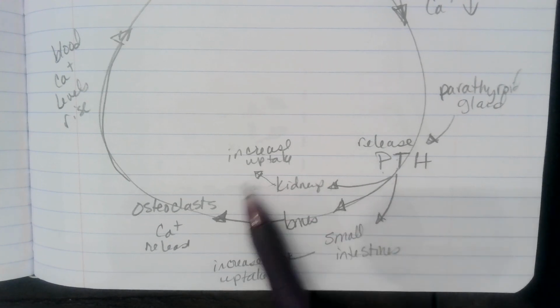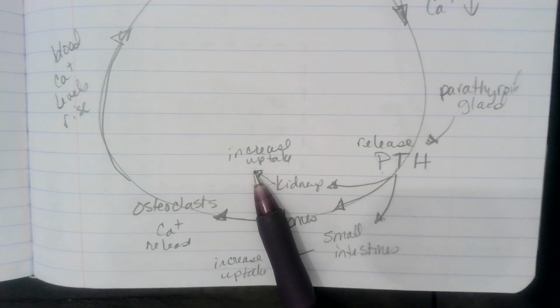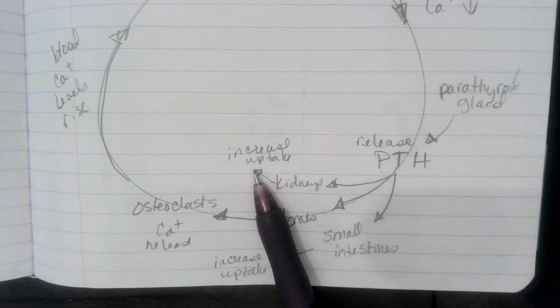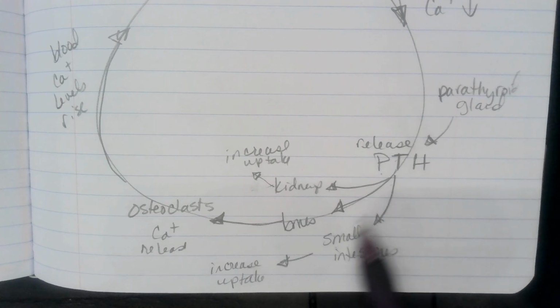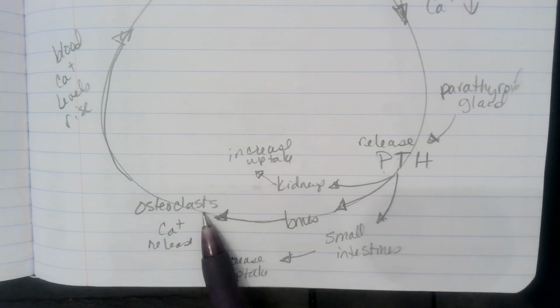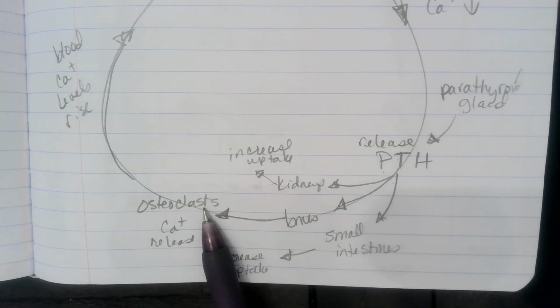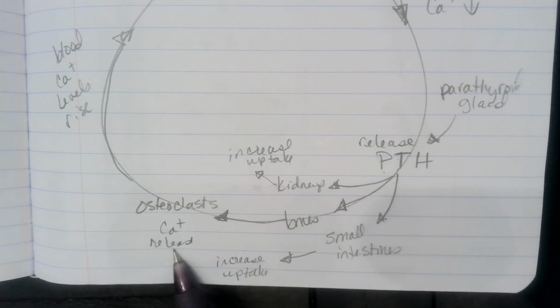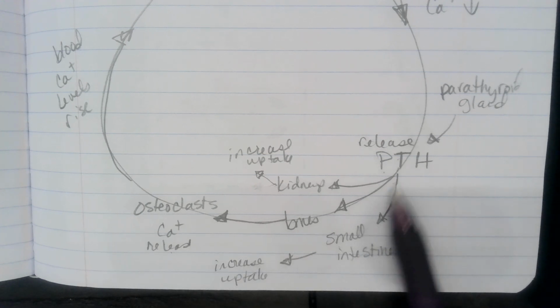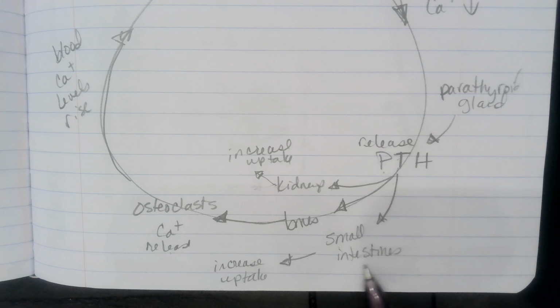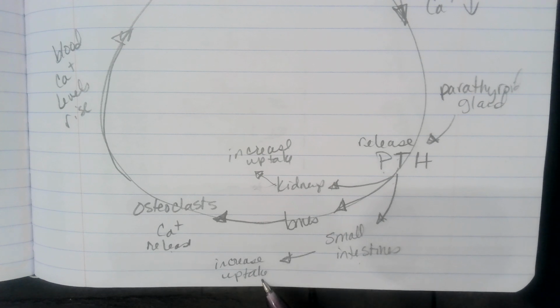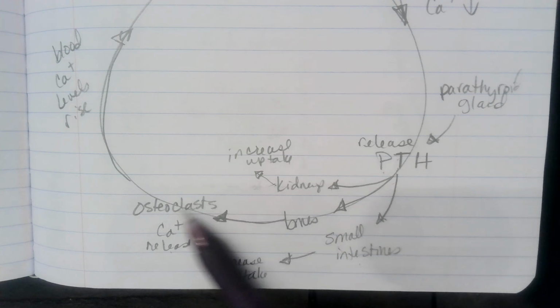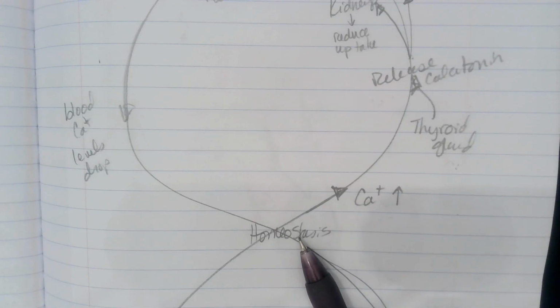PTH tells your kidneys to increase uptake. So don't get rid of excess calcium as a waste product; put it back into the blood. PTH affects your bones, and it gets the osteoclasts working. Osteoclasts crush the bone, they break down bone. As they break down bone, they release calcium back into your blood. The small intestines are going to increase uptake as well, so don't get rid of that calcium in the solid waste. Keep that, dump it back into your blood, because we're still going to need it. All of those things working together cause blood calcium levels to rise so that we can maintain homeostasis until they go up again.